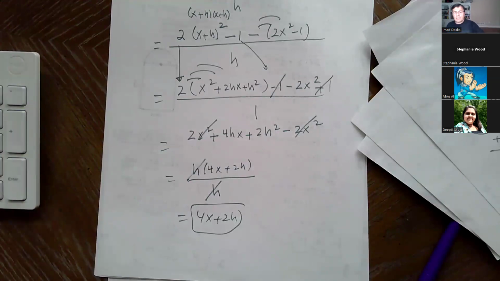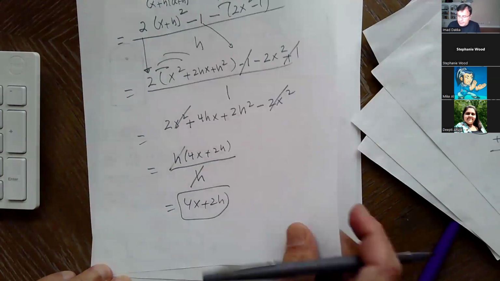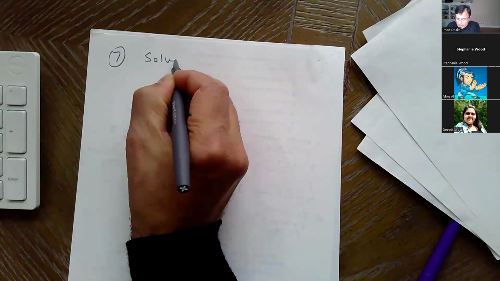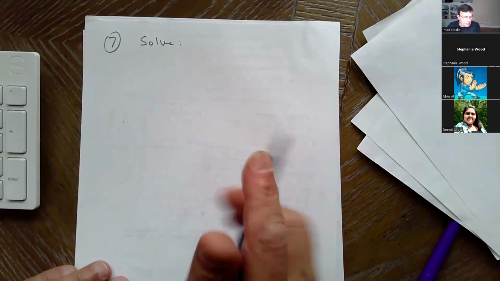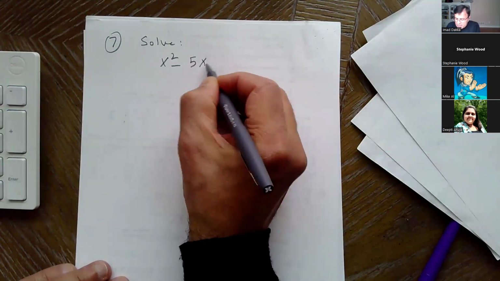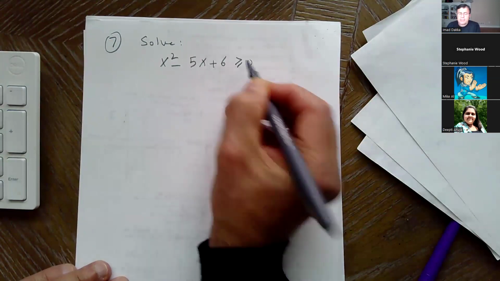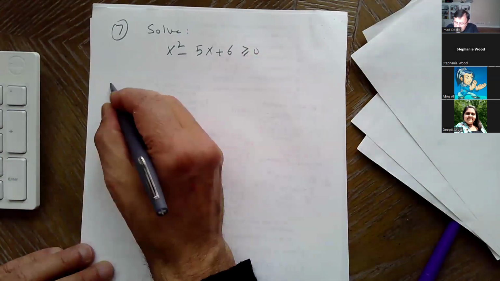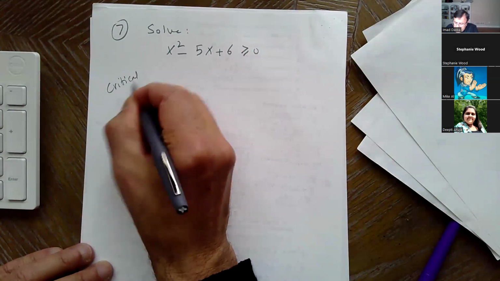So now we're gonna solve a quadratic inequality. Solve the inequality and graph your solution set on the number line. X squared minus 5x plus 6 is greater than or equal to 0. So we want to make sure first it does equal 0, and then we find what we call the critical values.